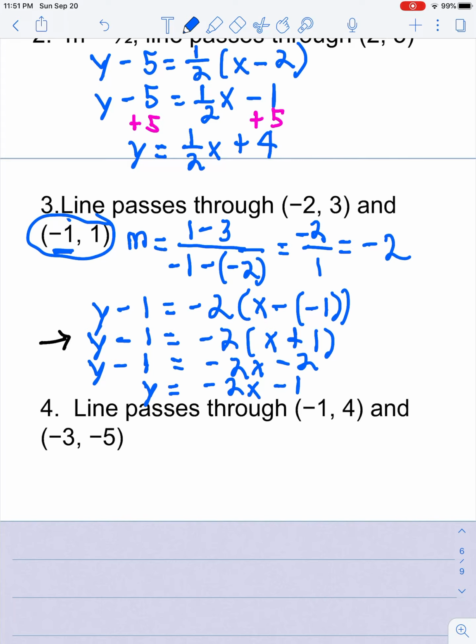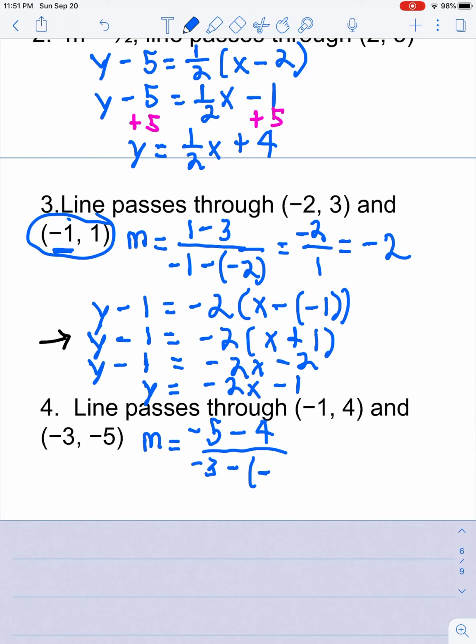Final example. You try. The line passes through the points (-1, 4) and (-3, -5). So go ahead and find your slope value. See if you can do that. I'll give you a second to try to find that. And then I'm going to do it. So it looks like I'm getting -9 over -2, which a negative over a negative reduces to a positive 9/2.